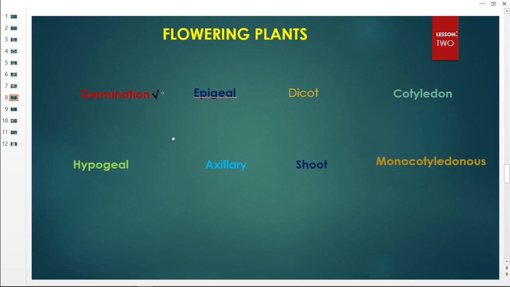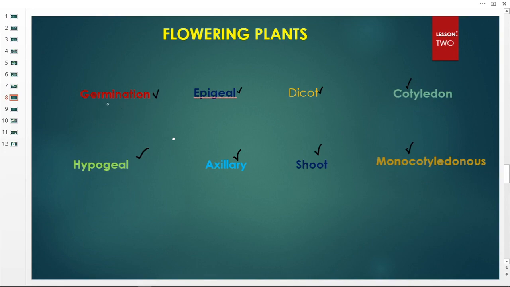So our word number 1 is germination. This one is read as epigeal. Here is dicot, cotyledon. We have hypogeal, axillary, shoot, and monocotyledonous. Monocotyledonous, shoot, axillary, hypogeal, germination, epigeal, dicot, cotyledon.